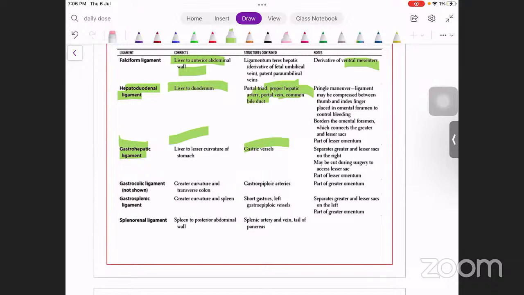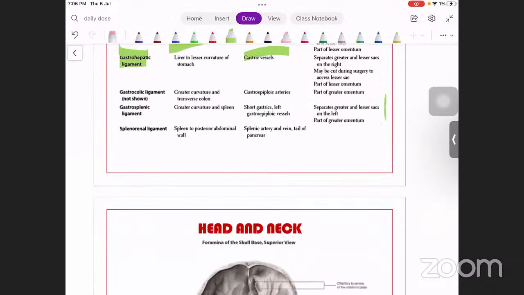These are the important ligaments of your liver. Fine, we know all the important ligaments of the abdomen. The main one is the hepatoduodenal ligament, which gives rise to the portal triad.